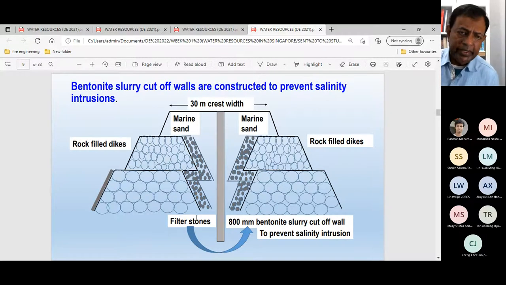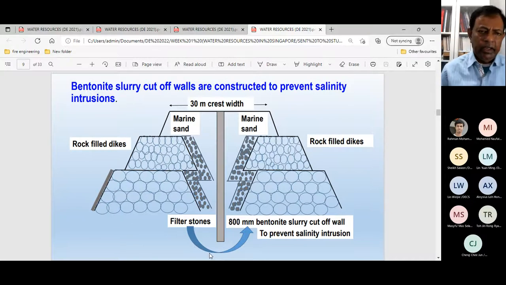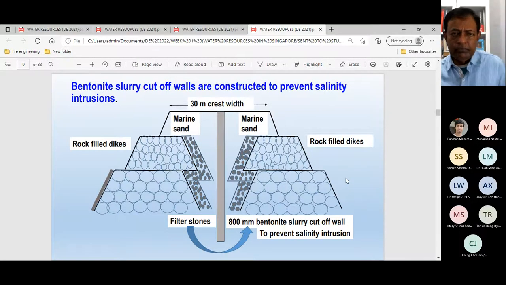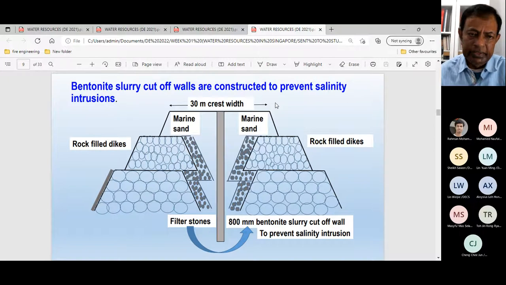So you can see that in this case you have an 800 millimeter width bentonite slurry cutoff wall, and it goes quite deep, right up to about 20 to 30 meters. It is something like a concrete wall. And what does it do? It prevents the seawater from creeping inside. In other words, it can seep through and gain entry into the reservoir water, so the water becomes a little bit salty. These are the problems that you will encounter when you have reservoirs very close to the seawater.